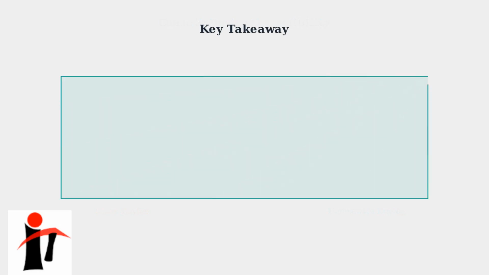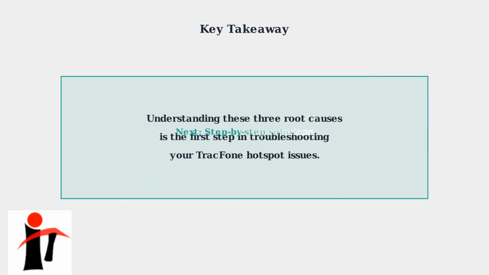Understanding these three root causes, plan restrictions, APN configuration, and device compatibility, is essential for diagnosing your TracFone hotspot problems. With this knowledge, you can now move forward with targeted troubleshooting solutions. Now, we'll walk through a systematic troubleshooting process to fix your TracFone hotspot issues. Follow these steps in order for the best results.